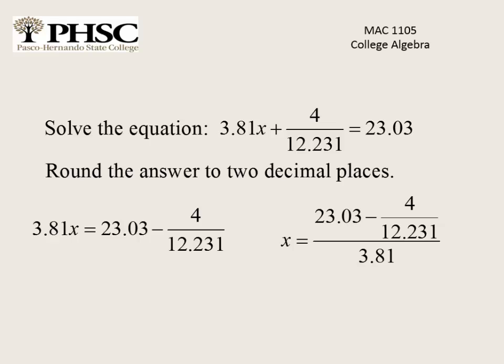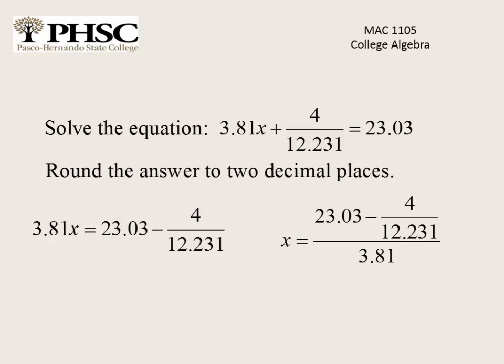When we have decimals like this, probably the easiest thing to do is to use a calculator. So the first step is we have the original equation. Now we have the second equation where we move the constant to the right side. And then we simply divided everything by 3.81. And if we use a calculator to solve this, what you want to do first is divide.